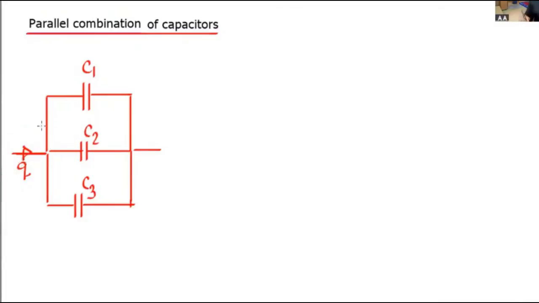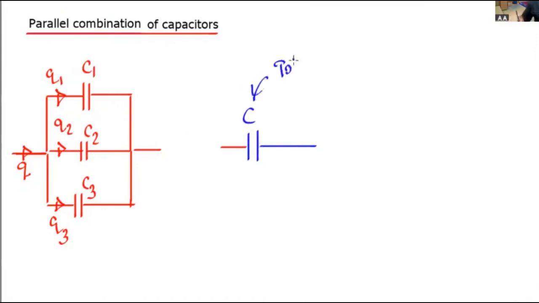The charge flow for all three capacitors is Q. Then for C1, the charge flow is Q1. The charge flow for C2 is Q2. The charge flow for C3, that means the third capacitor, is Q3. Then here we can consider the equivalent capacitance or total capacitance as C. C means total capacitance. C කියන්නේ total capacitance එක.